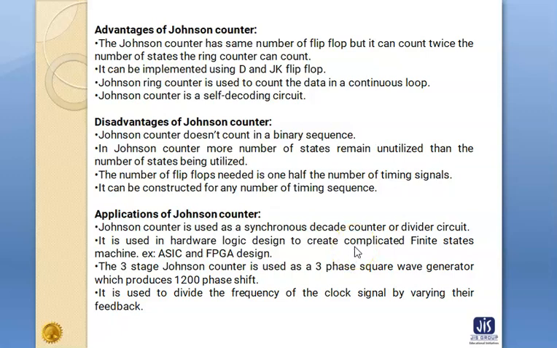And what are the applications of the Johnson counter? The Johnson counter is used as a synchronous decade counter or divider circuit. Okay, it is used in hardware logic design to create complicated finite state machines, for example ASIC and FPGA design. And another application is that the 3-stage Johnson counter is used as a 3-phase square wave generator, which produces 120 degree phase shift. Okay, it is used to divide the frequency of the clock signal by varying their feedback. Okay, so these are the applications of the Johnson counter.